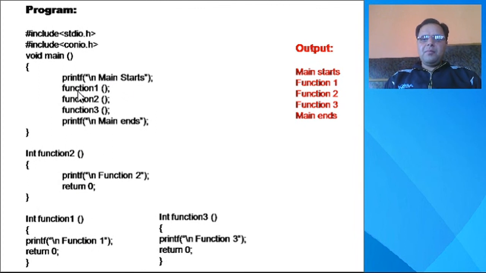Here I have called function 1, so function 1 will be called and it will print function 1. Then function 2 will be called, control goes to function 2, it will print function 2, and control comes back here. Then function 3 will be called, it will print function 3, control comes back here, then control goes to this printf, and main ends gets printed. This is how this program works.